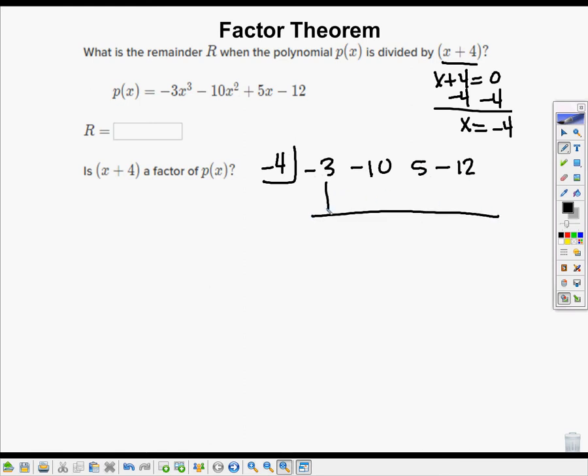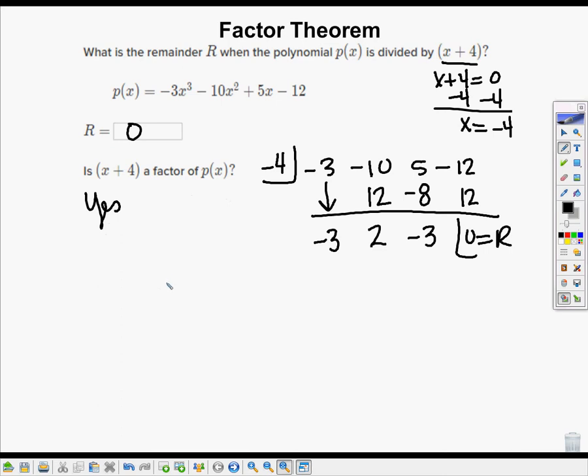So the first thing that we always do is bring down that first term, which in this case is a negative 3. Remember that we multiply on the diagonal and add on the vertical. So we have a negative 4 times negative 3 is 12. 12 plus a negative 10 is 2. Negative 4 times 2 is a negative 8. A negative 8 plus 5 is negative 3. And a negative 4 times negative 3 is a positive 12. That gives us that beautiful remainder of 0 that we were looking for. And it does indeed tell us that x plus 4 is a factor of p of x.